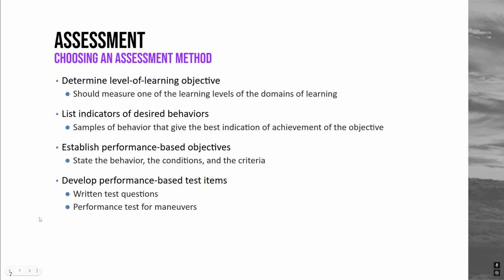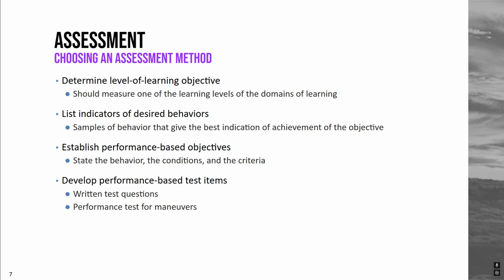So when we choose an effective assessment, this is how we do it. We first determine the level of learning objective, what the objective should measure. Maybe I want them to have knowledge of the National Airspace System. Then we list the indicators of desired behaviors. In this airspace example, I want them to be able to look at a sectional chart and identify the different airspace.